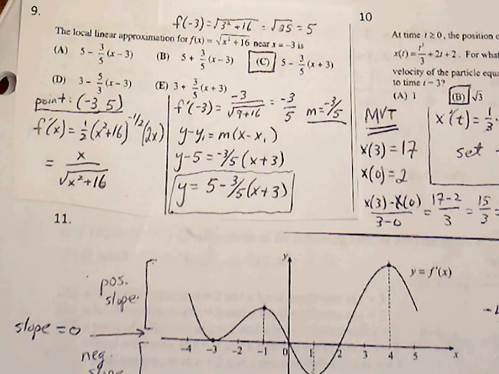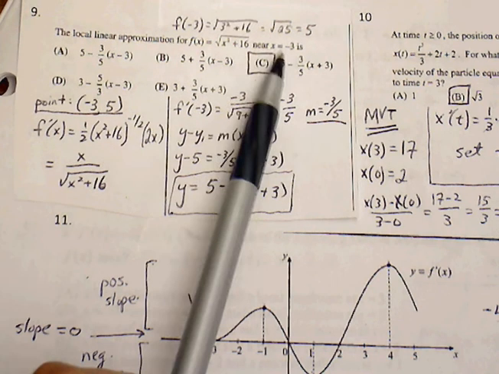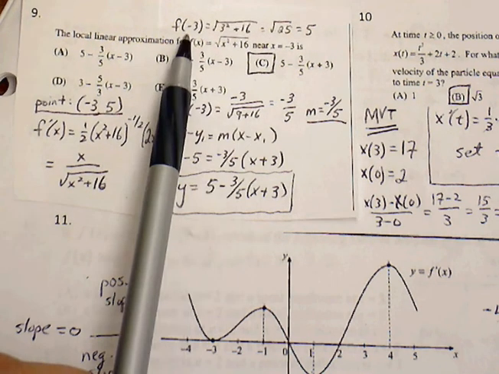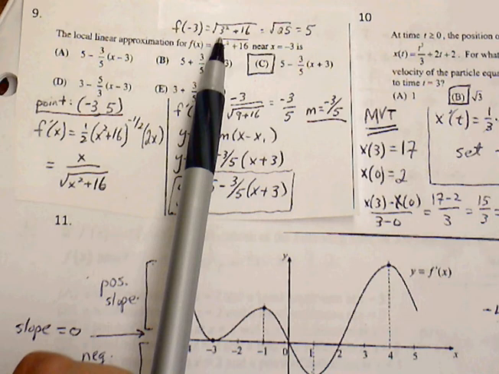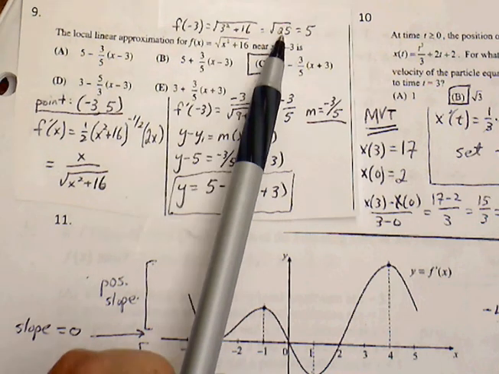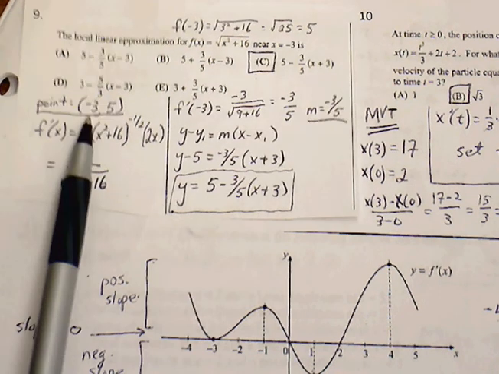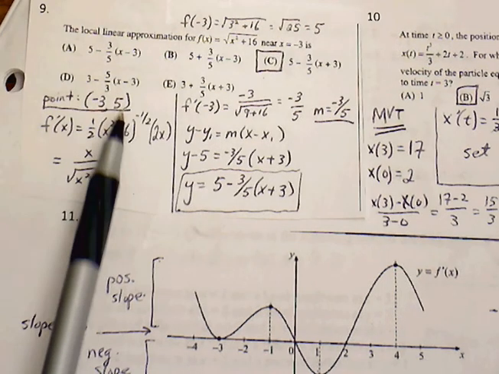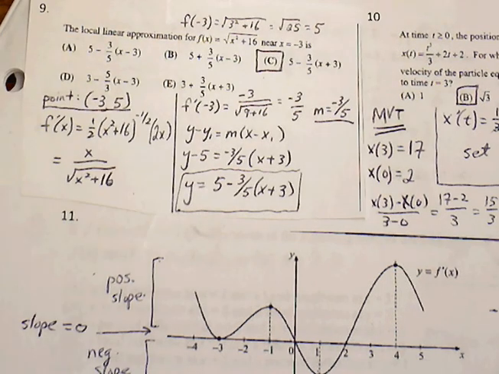So first, what I did first was just to find the ordered pair. So plug -3 in for x, and I'm going to get square root of 9 plus 16, which is square root of 25, which is 5. So my ordered pair is -3, 5. Now I just have to evaluate the slope at this point.